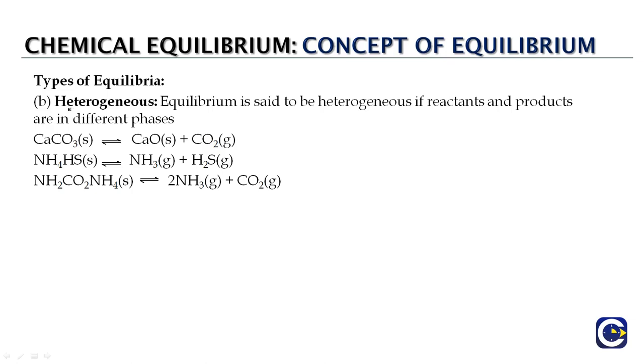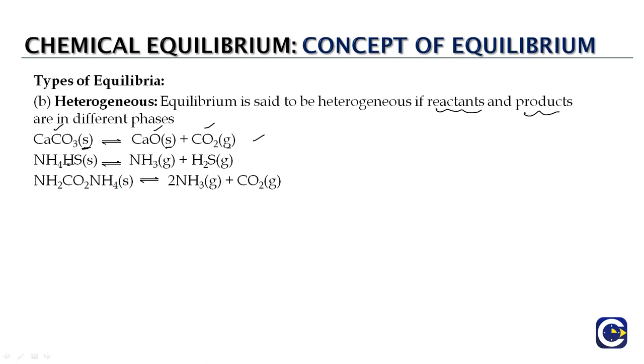The other one is heterogeneous equilibrium. This happens when the reactants and products have different phases. If you take the dissociation of limestone, which is calcium carbonate, it gives us calcium oxide, which will also be a solid, because calcium carbonate is a solid, and CO2 gas. So here we have both solids as well as gas.